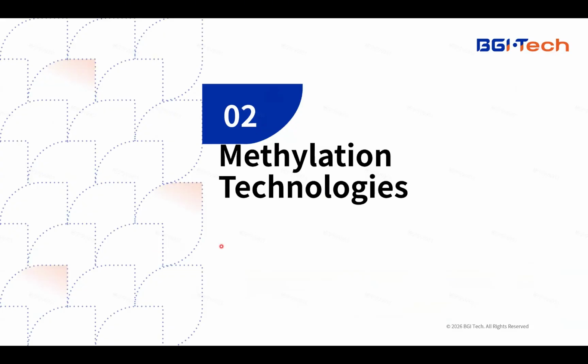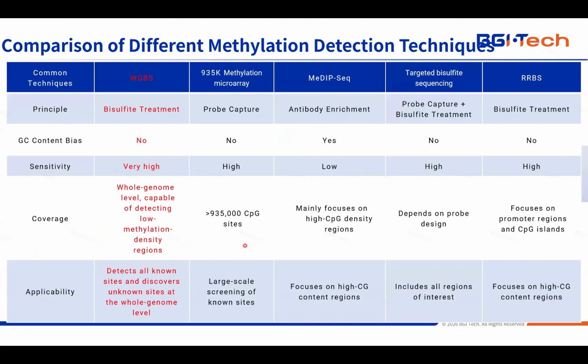Next, let's take a look at the major technologies used to detect DNA methylation. Here is WGBS compared with other technologies, including methylation microarray, MeDIP-seq, targeted bisulfite sequencing, and reduced representation bisulfite sequencing. WGBS is used to detect methylated cytosine by treating the DNA with bisulfite before sequencing.